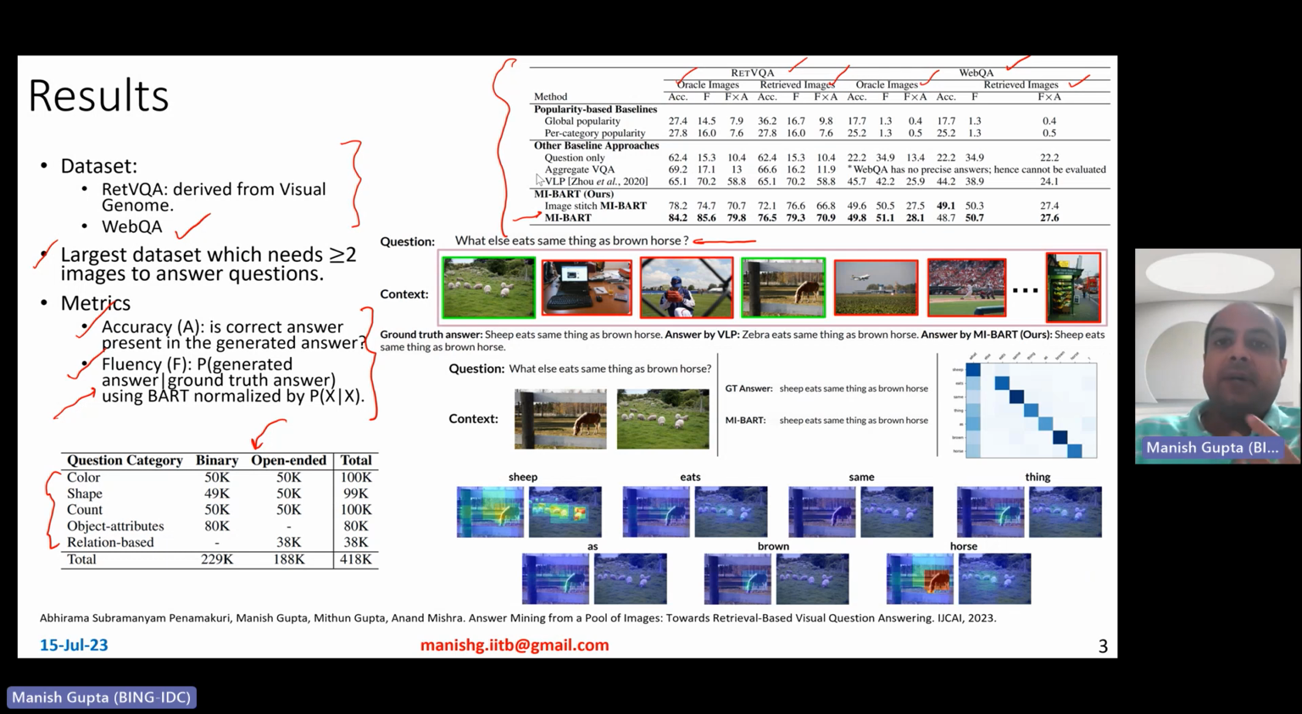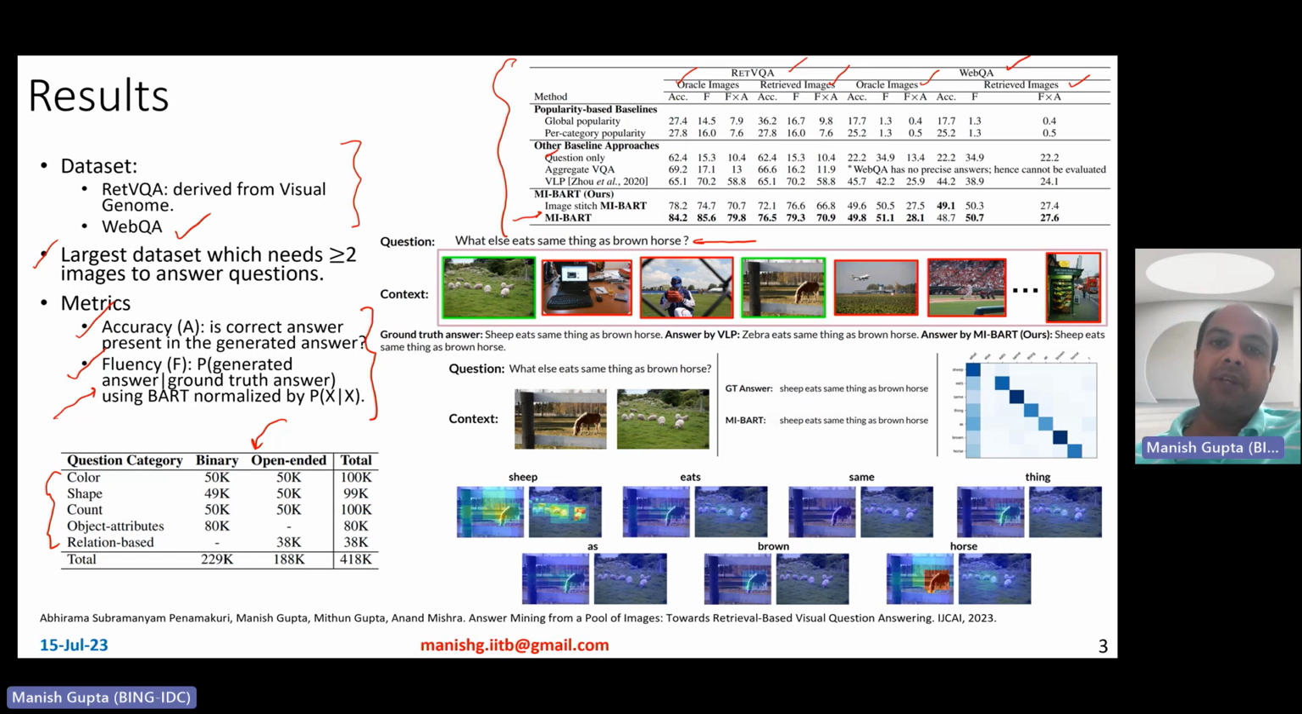Right. So we also experimented with a very interesting baseline called image stitch MI-BART, where the idea is that the retriever remains the same. We retrieve a bunch of images, and then we stitch all of those together and give it to the BART model for further processing.